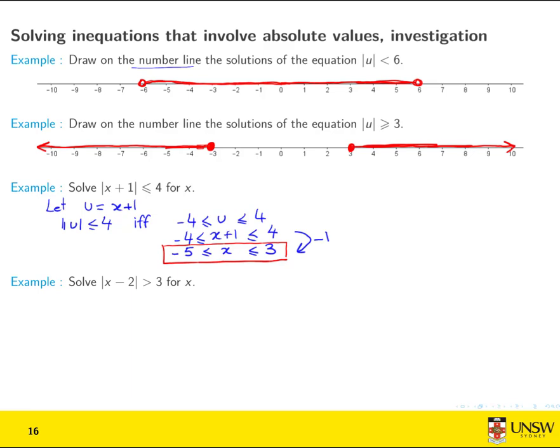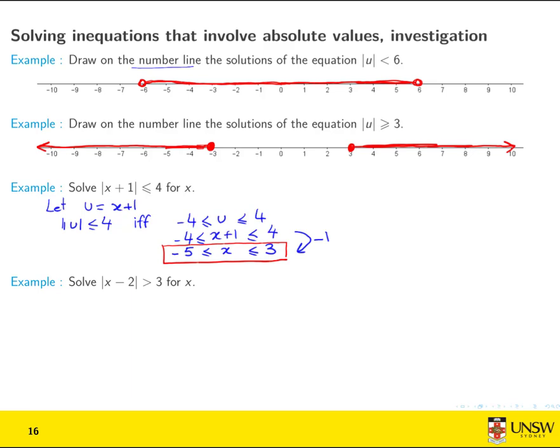You do not really have to use the change of variable. If you'd like, you can go directly to this line if that's obvious for you, that if the absolute value of a number is less than or equal to 4, then the number must be between -4 and 4, both included. Let's now turn to the second example.